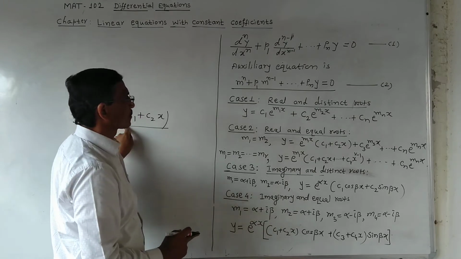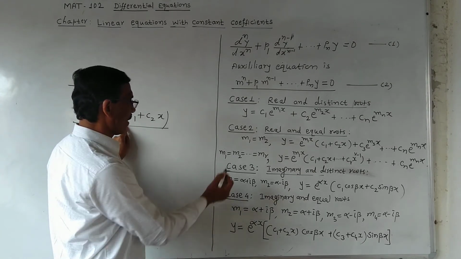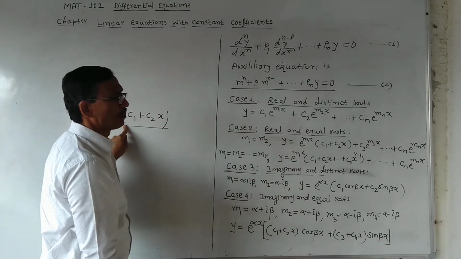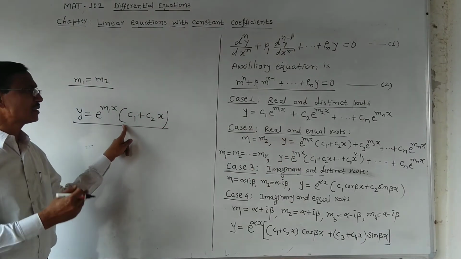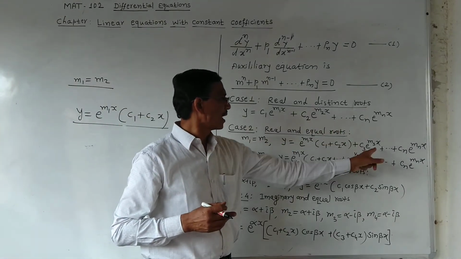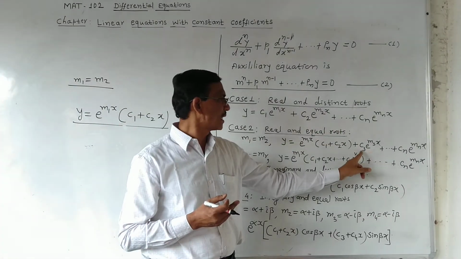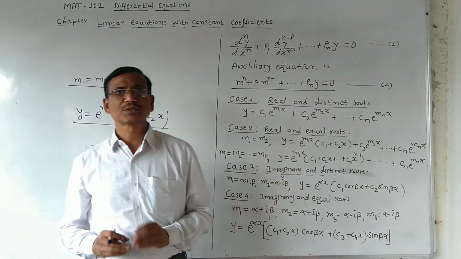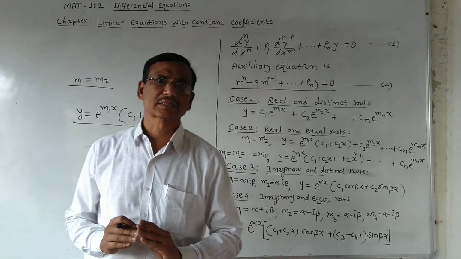Therefore, in this case the solution is given by, for m1 is equal to m2, y is equal to e raised to m1x in bracket c1 plus c2x, and continuing the solution from this, the next root c3 e raised to m3x plus so on, cn e raised to mnx.